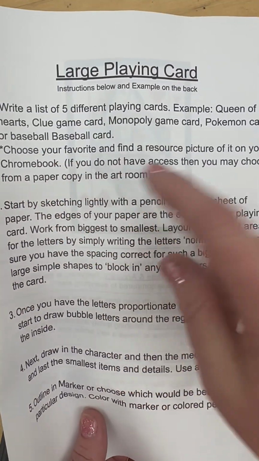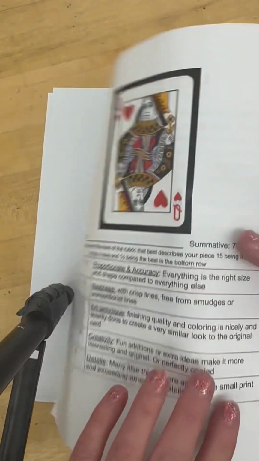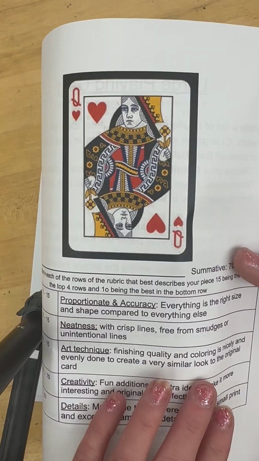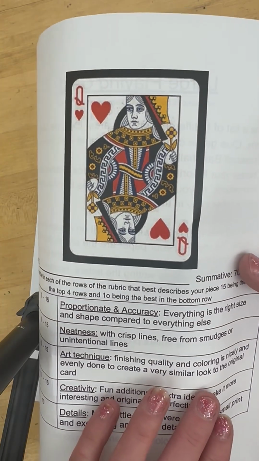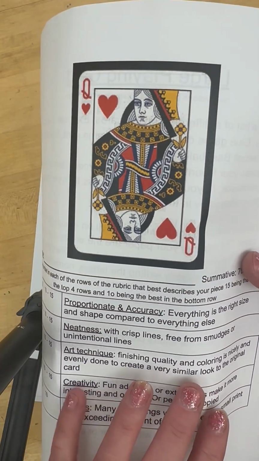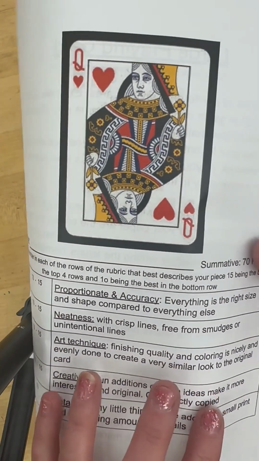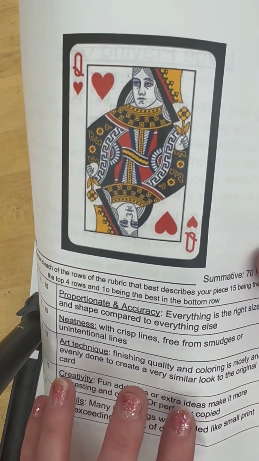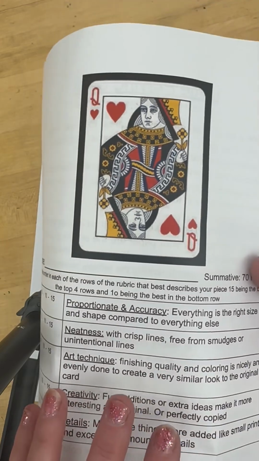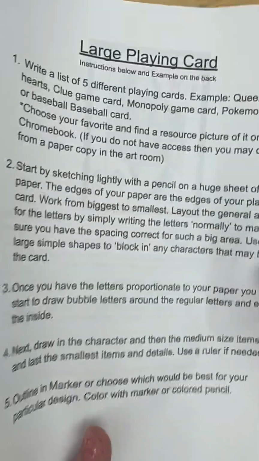Once you choose your favorite, you're going to find a resource picture. This is a resource picture, okay? Find that on your computer. If you can't use your computer, you can use one of the images from the classroom that I've already printed. I have Colonel Mustard, I have the King of Hearts, I have a Pokemon card, and I have a princess card too. That's kind of cute. So let me know if you need those.